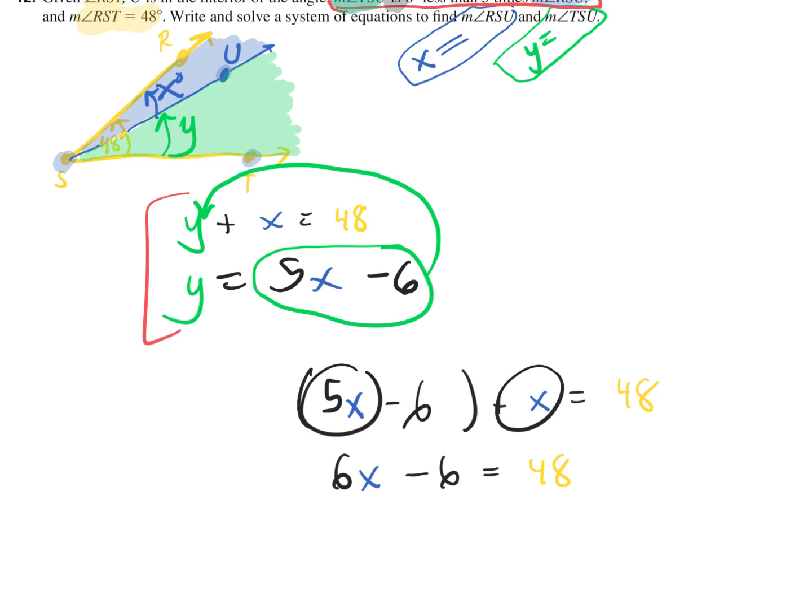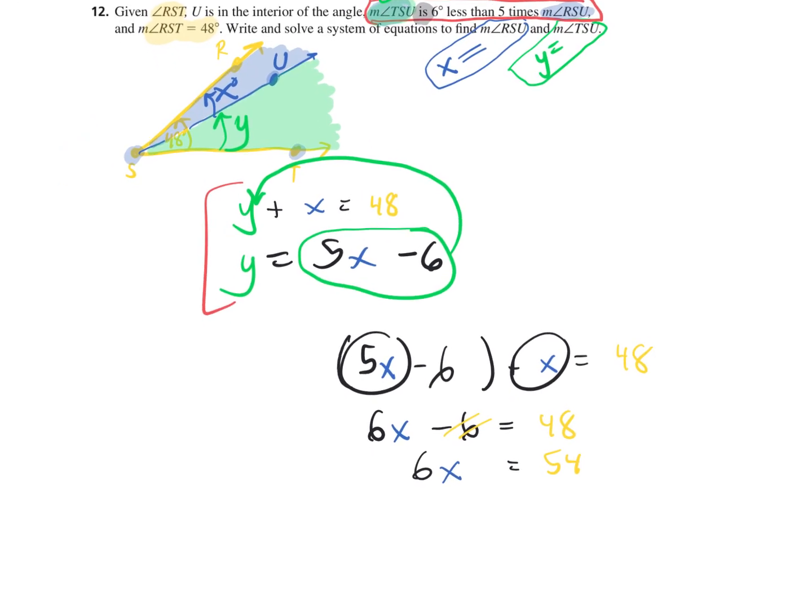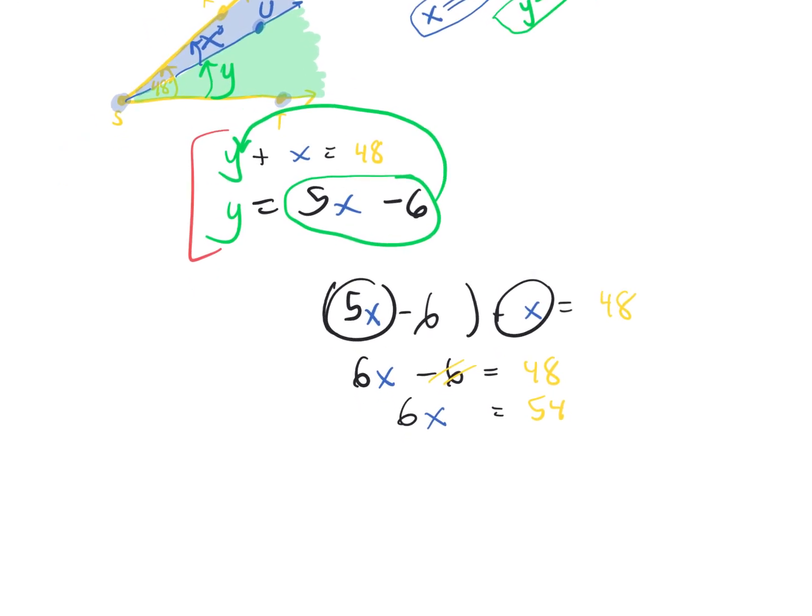Now we can add 6 to both sides. So when we add 6 to the left, it cancels out with a negative 6, leaving us just with 6x. When we add 6 to the right, we have 54. Now we'll divide both sides by 6. When you divide the left side by 6, we're left with x. When you divide the right side by 6, we're left with 9. So x is equal to 9.